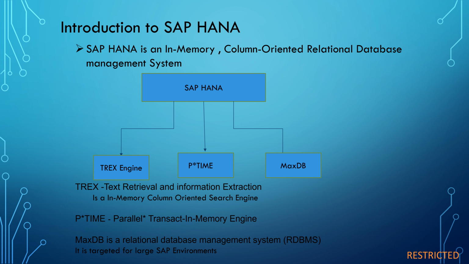TREX stands for Text Retrieval and Information Engine, an in-memory column-oriented search engine. It supports various kinds of text search, Boolean search, index search, and fuzzy search. TREX also supports indexes for structured data, implemented using data compression to enable a large volume of data to be processed.